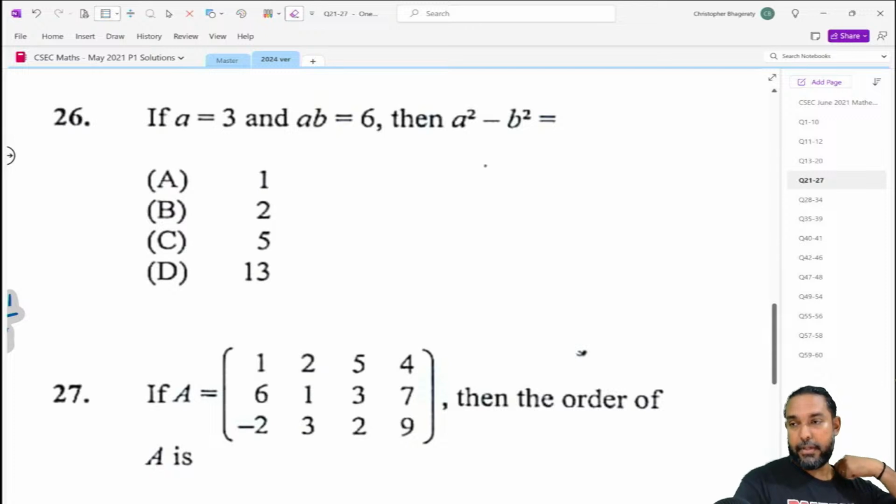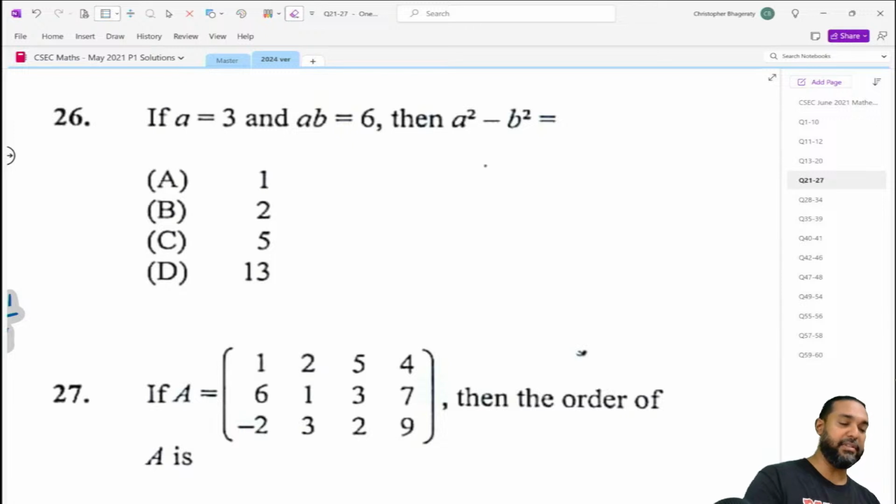All right. If A is equal to 3, AB is 6, then A squared minus B squared is... Okay. If A is 3 and A multiplied by B is 6, then 3 times B has to be 6, so B has to be equal to 2. Then A is 3, so 3 squared minus 2 squared. 3 squared is 9, 2 squared is 4, and 9 minus 4 is 5.